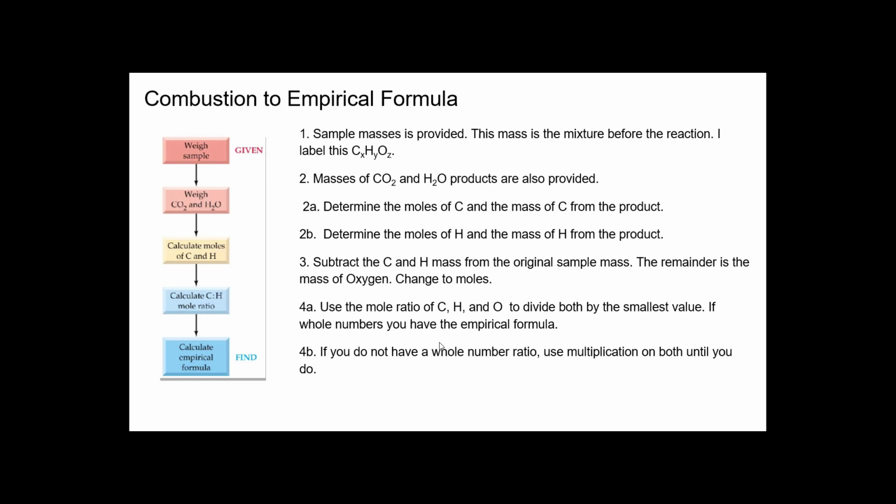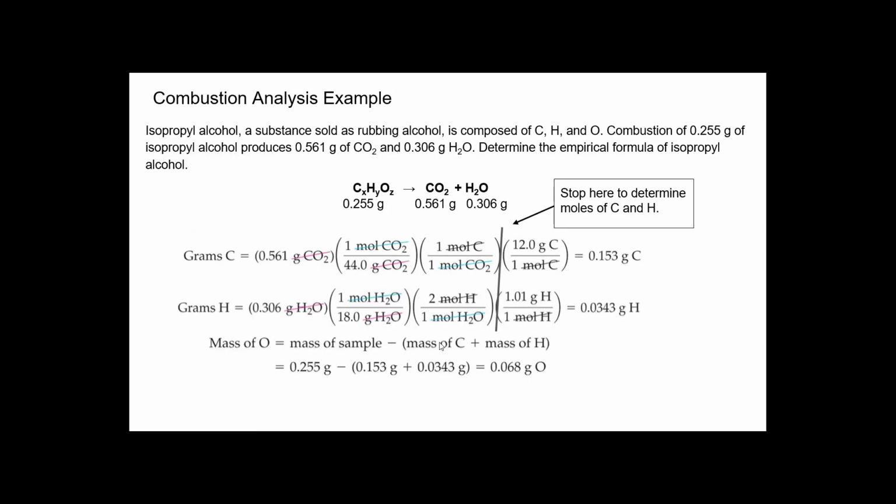which is our last problem. So combustion analysis: isopropyl alcohol, a substance sold as rubbing alcohol, is composed of C, H, and O. Combustion of 0.255 grams of isopropyl alcohol produces 0.561 grams of CO2 and 0.306 grams of water. Determine the empirical formula of isopropyl alcohol.